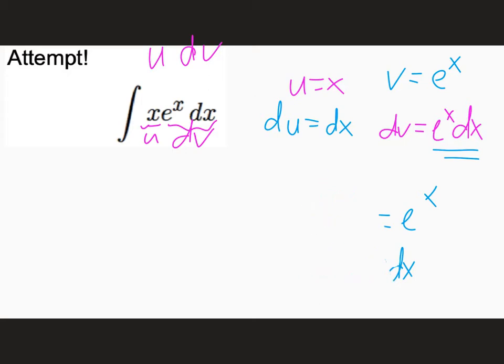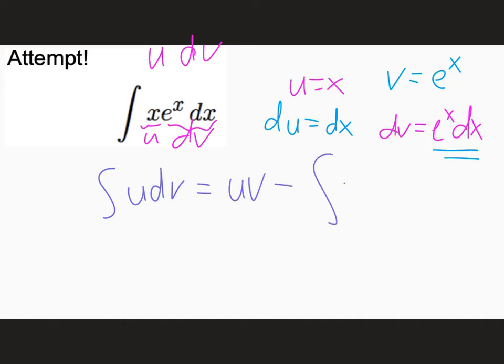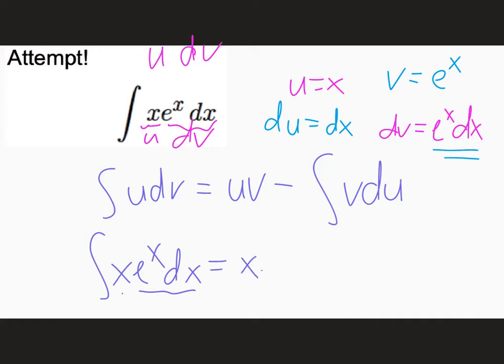So our pattern from the previous page said the integral of u dv is equal to uv minus the integral of v du. So that means the integral of x e to the x dx, u dv, is equal to uv, so x e to the x, minus the integral of v, which is e to the x, du, which is dx.